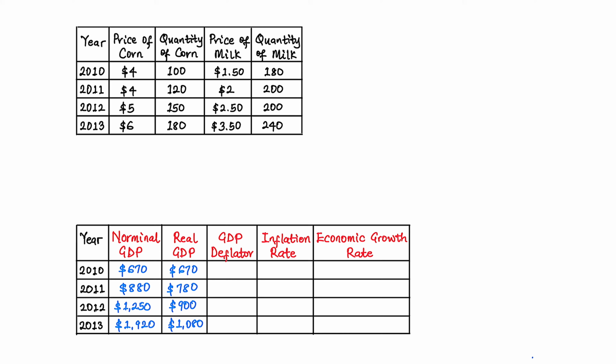The next column we are going to be filling up is the GDP deflator. The GDP deflator is calculated by simply saying the nominal GDP divided by the real GDP multiplied by 100. As simple as that. First, we'll be calculating the GDP deflator of 2010.